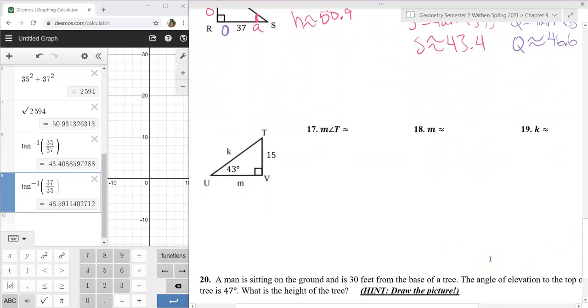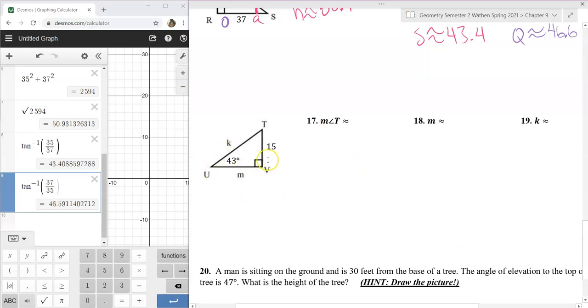And with 17, 18, and 19, we're just working with a different triangle here, but it's the same idea. So first we're looking for the measure of angle T, so this angle here. But notice this time I'm given two of the angles already, so I don't have to use my inverse trig functions. Instead, I'm going to use my triangle sum theorem, which says that if we add up all the angles of a triangle, it has to equal 180. So we'll combine like terms.